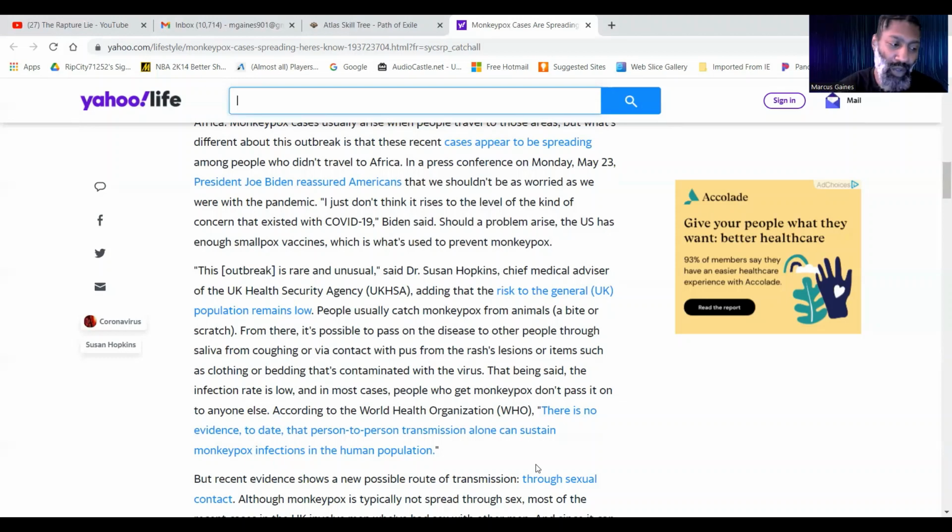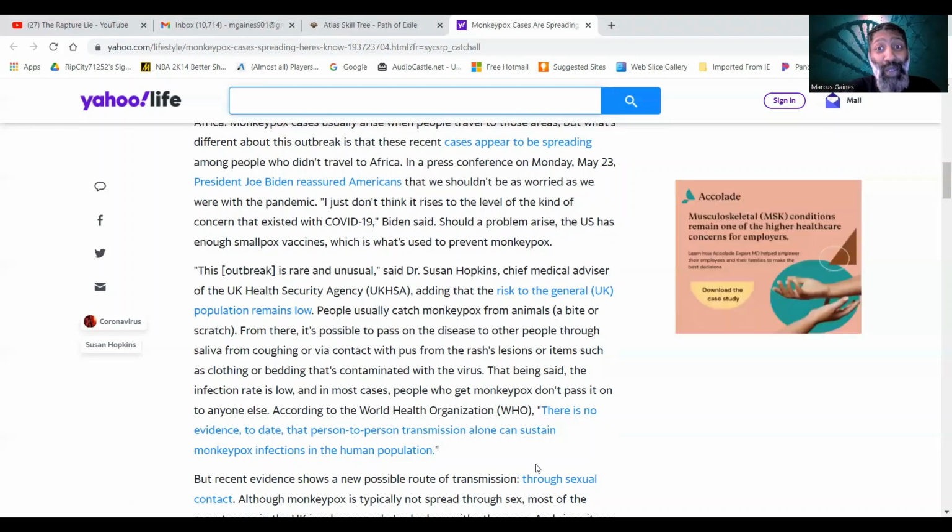Now, for those of you who do not know what a vaccine or an inoculation is, they literally give you what they say is a weakened strain of that disease process. So to prevent monkeypox, they're saying they want to give you smallpox. That is going to help you to prevent monkeypox.